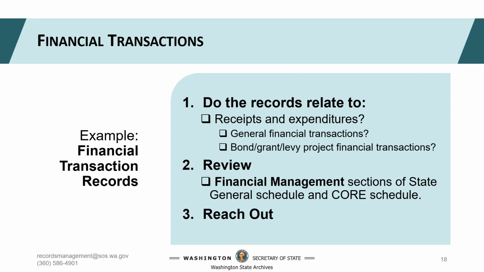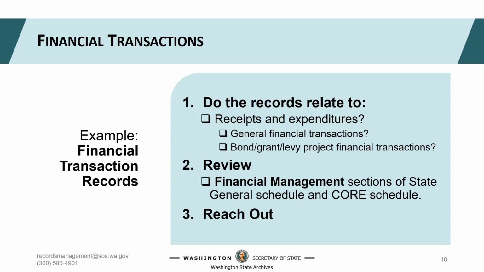Looking at the table of contents, you'll find the Financial Management section. Control F your approved general schedule and search any keywords or phrases affiliated with the record at hand. With those same keywords in mind, browse the subject index at the back of the schedule.